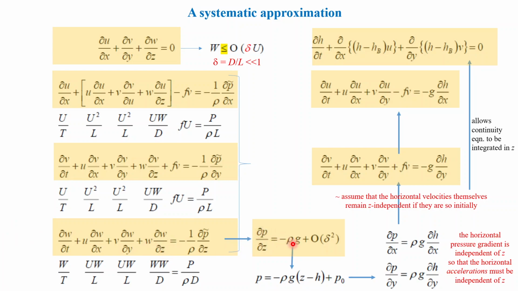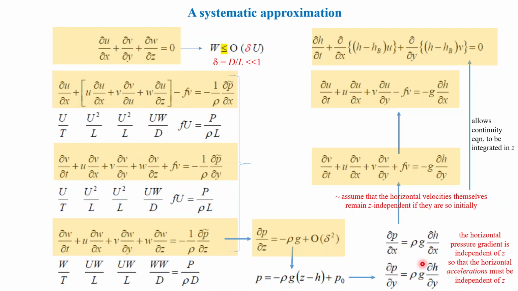And from the hydrostatic equation, you can then obtain P as a function of Z. Okay, so the pressure is determined by the depth of the water. And then the horizontal pressure gradient can be expressed by the horizontal gradient of the depth of the water. Okay, so this is a very important step.